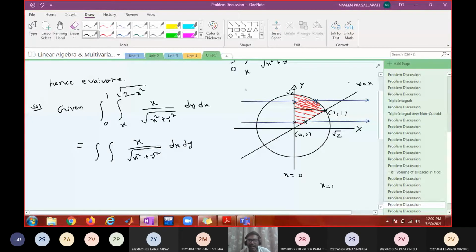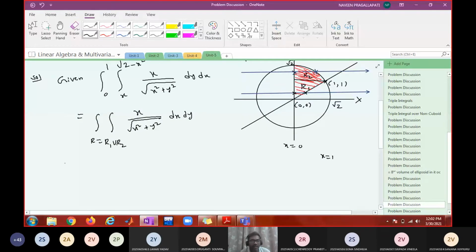So call this R1 and call this R2. So R equals R1 union R2. Now the integral over R equals the integral over R1 plus the integral over R2. The double integral over R1 of x by root of x square plus y square dx dy plus the double integral over R2 of x by root of x square plus y square dx dy.